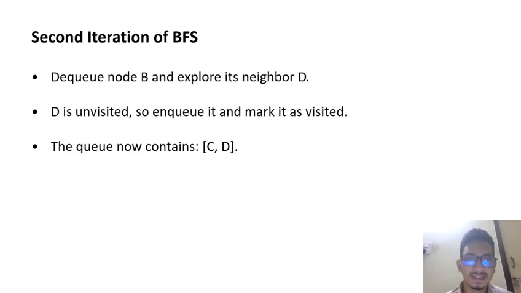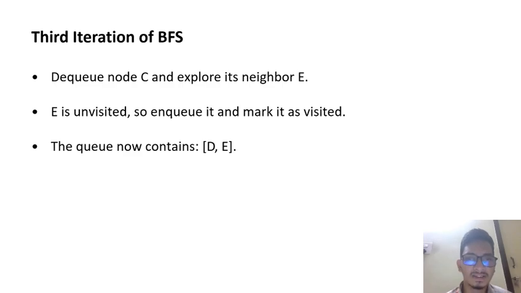Second iteration of BFS. Dequeue node B and explore its neighbor D. D is unvisited, so enqueue it and mark it as visited. The queue now contains C, D.